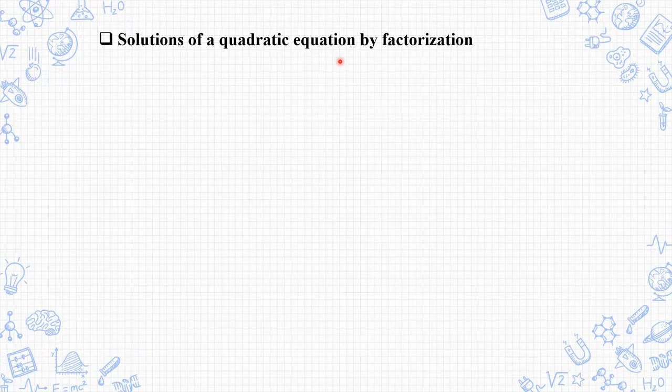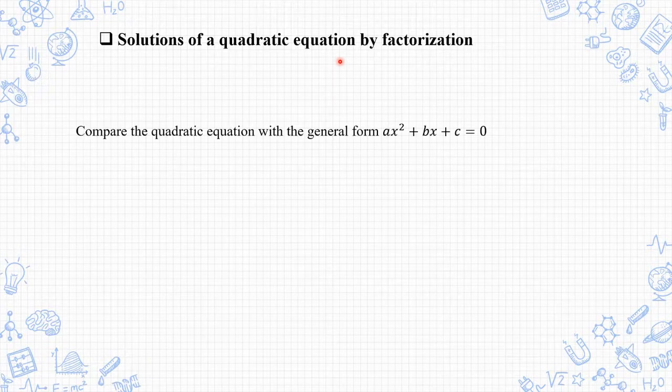Now, what do we have to do in this method? First, we have to compare the quadratic equation with the general form, that is ax square plus bx plus c equal to 0. We have to compare it with this equation and find out the values of a, b and c. So a is the coefficient of x square, b is the coefficient of x and c is the last constant term.